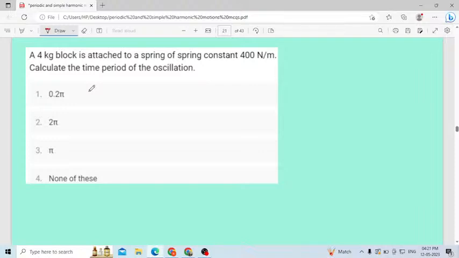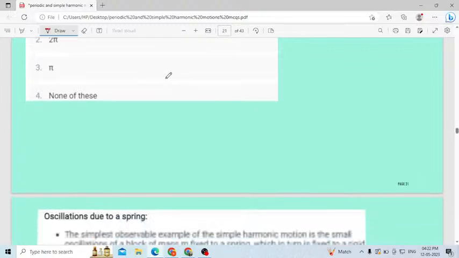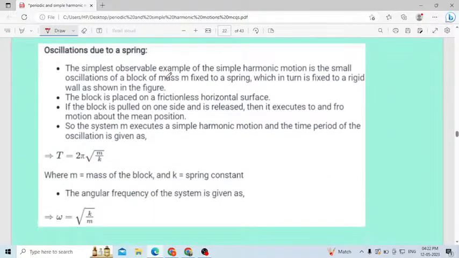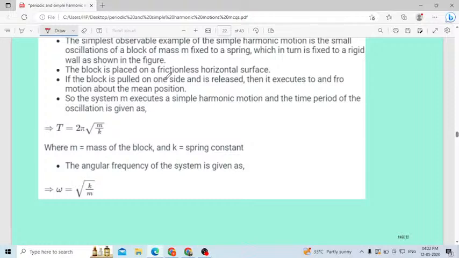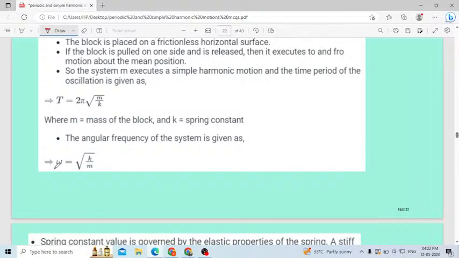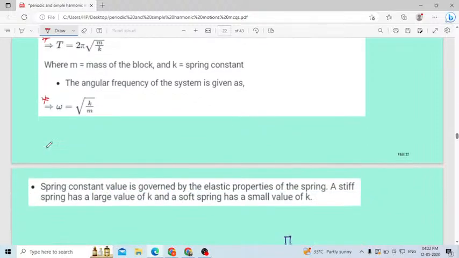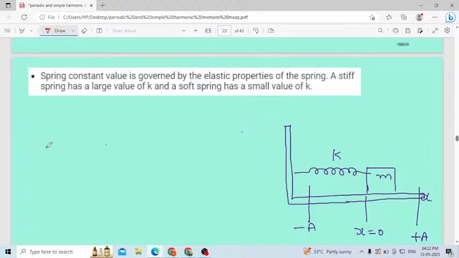Yes, let us move to the next question. A 4 kg block is attached to a spring of spring constant 400 N/m. Calculate the time period of the oscillation. Remember the formula for the oscillation of a spring: ω = √(k/m). These two formulas are very important, listen. Remember.